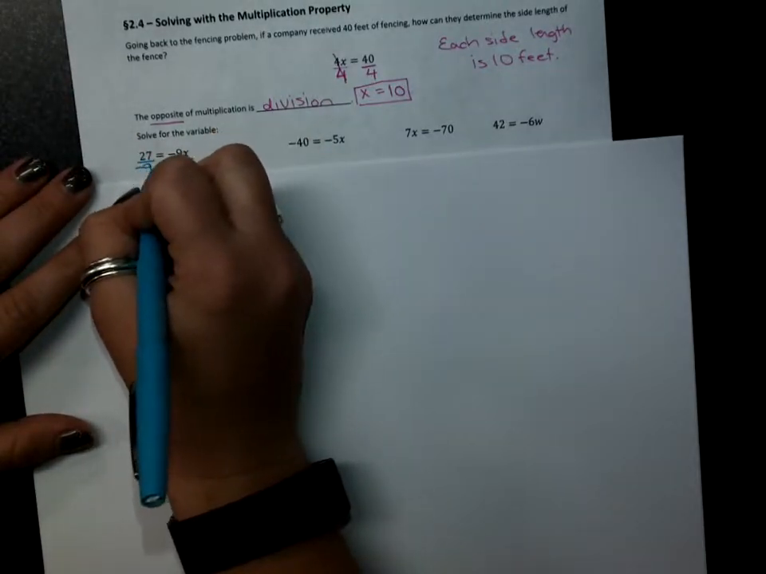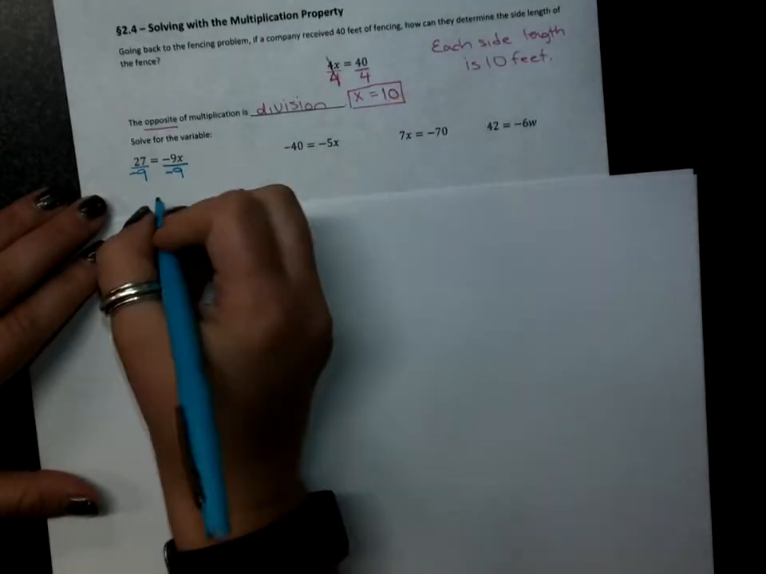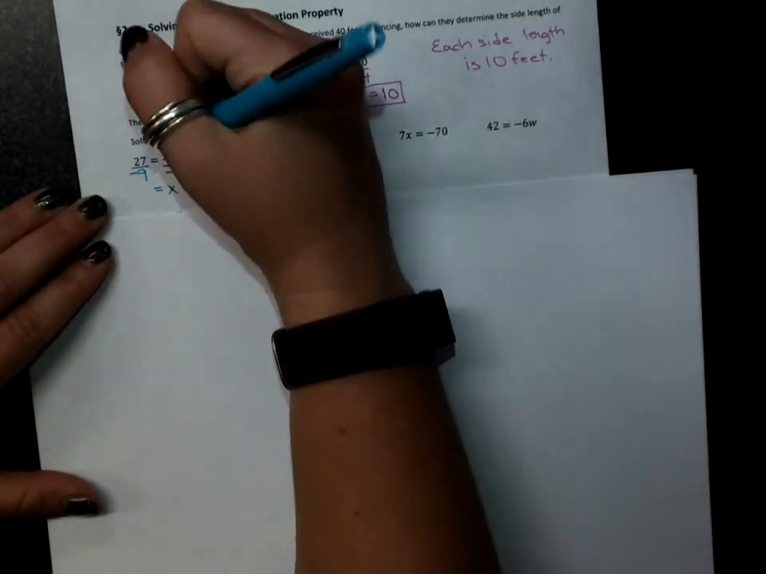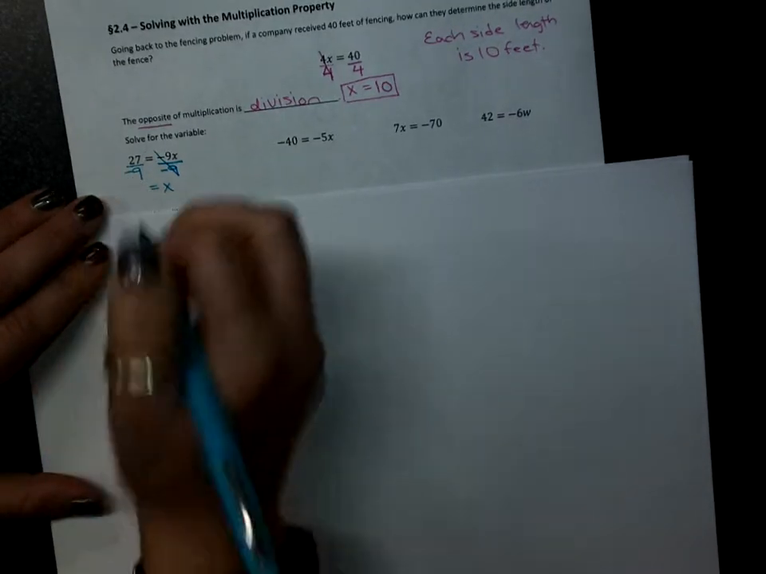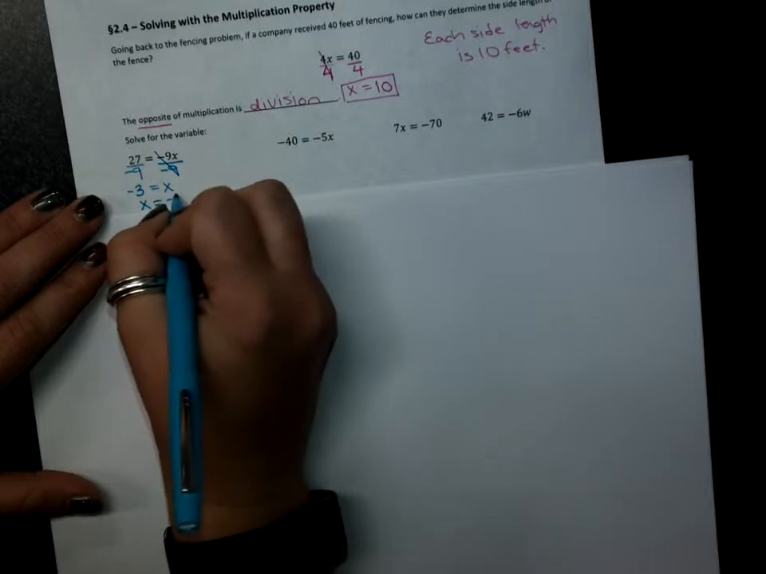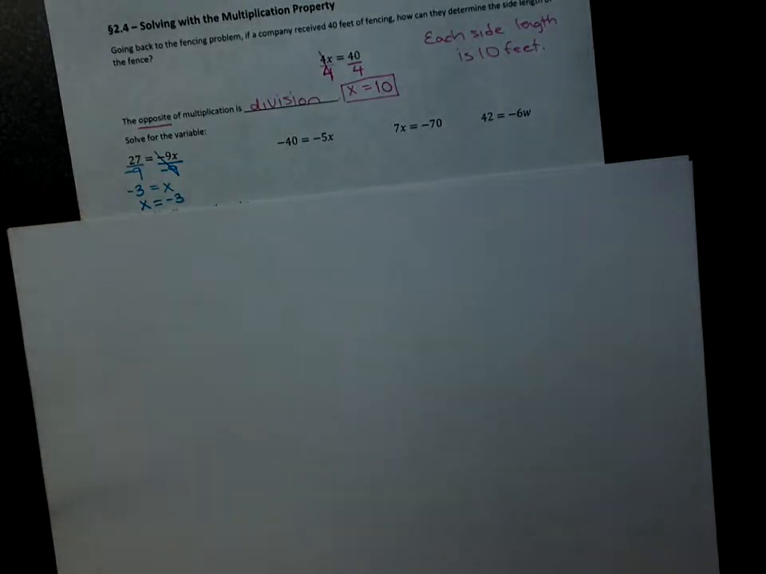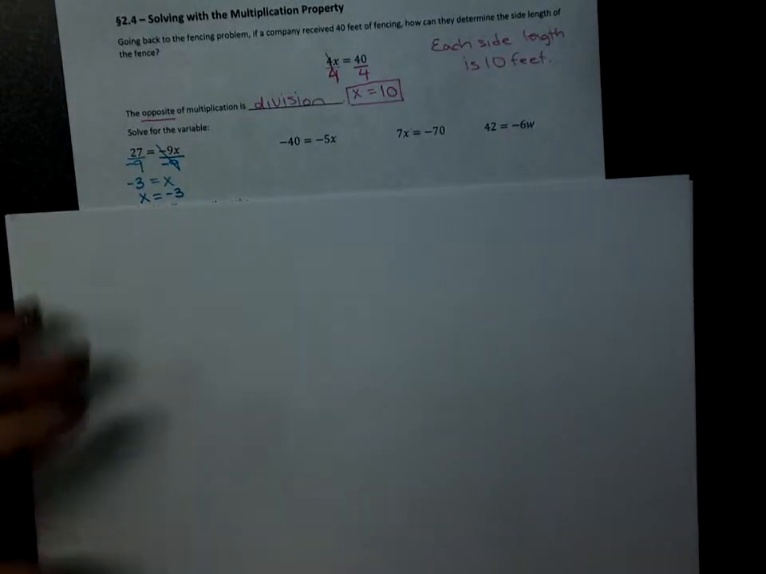So we're going to divide by negative 9, and we get x on the right. The negative 9's divide off. 27 divided by negative 9 is negative 3. And we like to write that x equals negative 3. So instead of adding or subtracting, now we're dividing to solve.